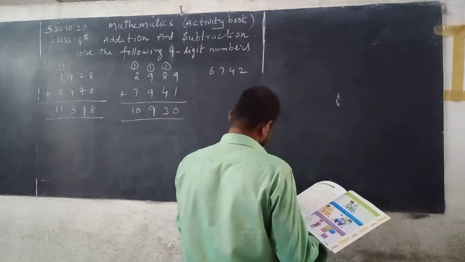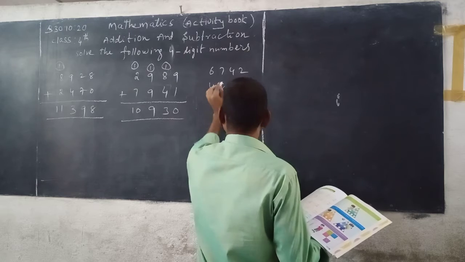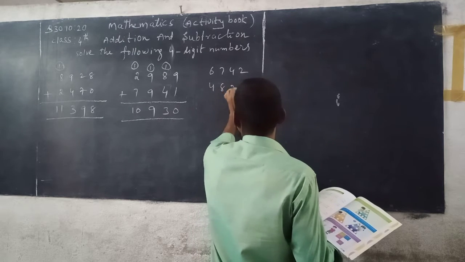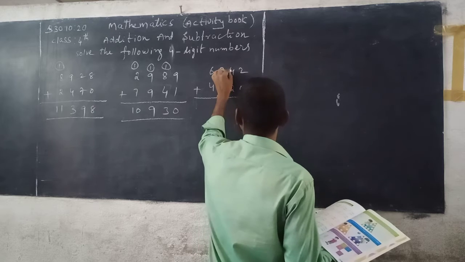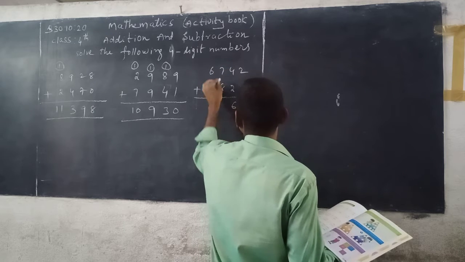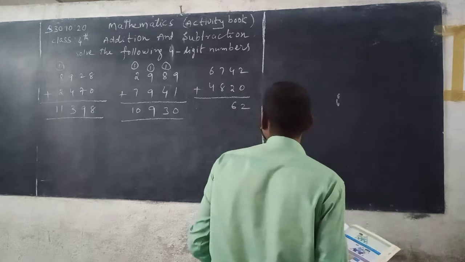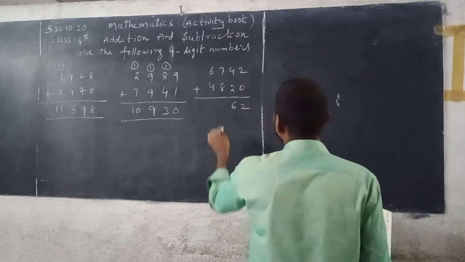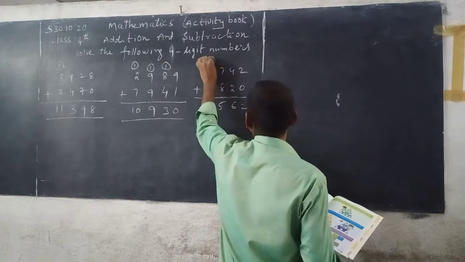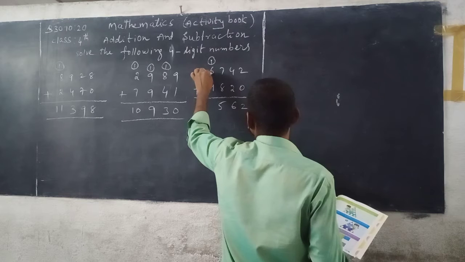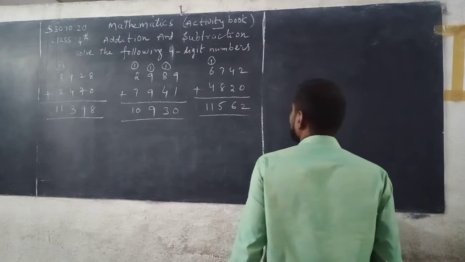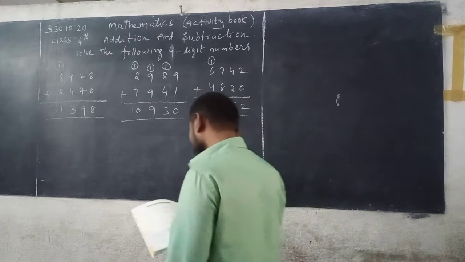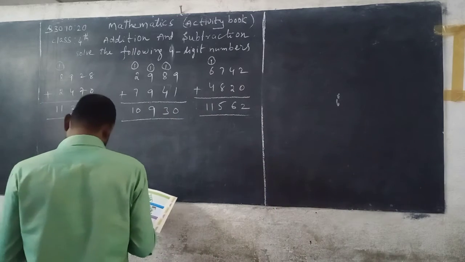6,742 plus 4,820. See, first add the digits in ones place, 2 plus 0, 2. Next, 4 plus 2, 6. 8 plus 7, 15. 5 taking, 1 carrying in thousands place. 1 plus 6, 7. 7 plus 4, 11. Sum is equal to 11,562. Now next.